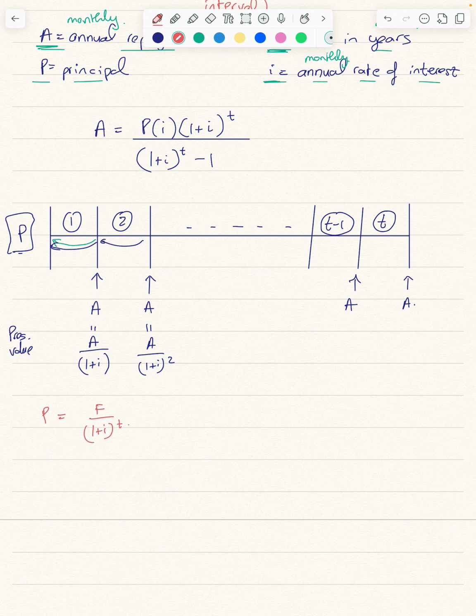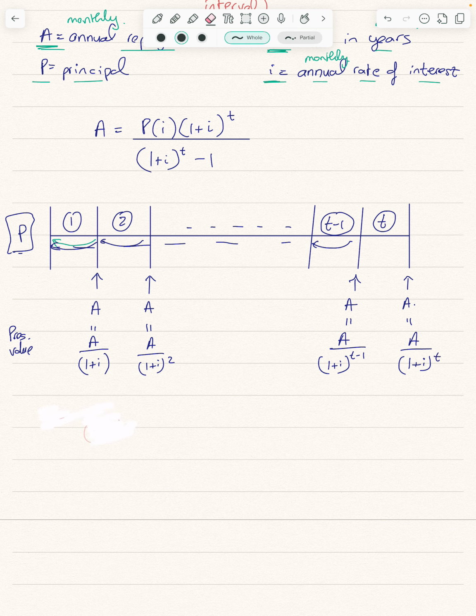And then this A out here, we need to drag that back by t minus 1 years to get it to present day. So it's A divided by 1 plus I to the power of t minus 1. And this here is A divided by 1 plus I to the power of t. We want to add together each of those present values, and they should equal the amount P that we get in a loan today. So this P here should equal the sum of the present values of all of those future payments.